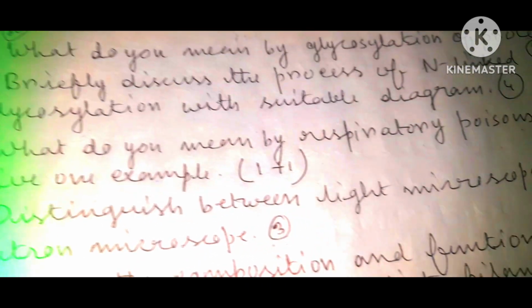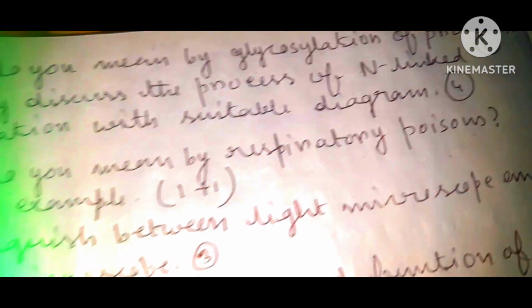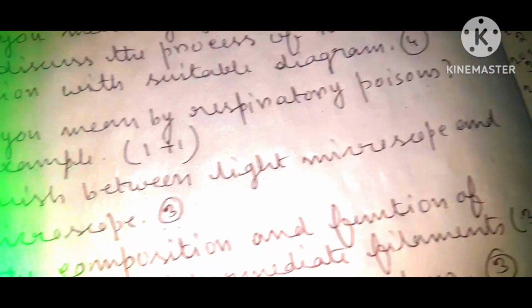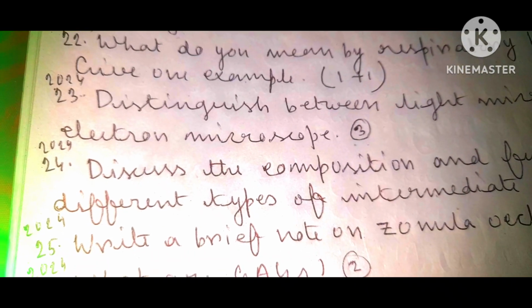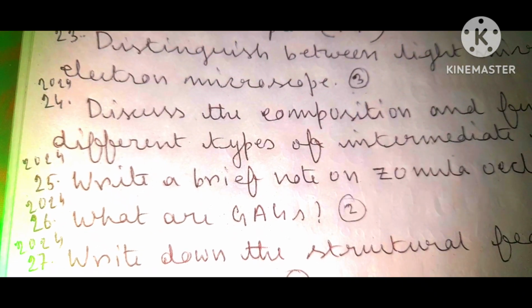Briefly discuss the process of N-linked glycosylation with suitable diagram, carrying 4 marks. What do you mean by respiratory poisons? Give one example, carrying 1 plus 1 marks. Distinguish between light microscope and electron microscope, carrying 3 marks.